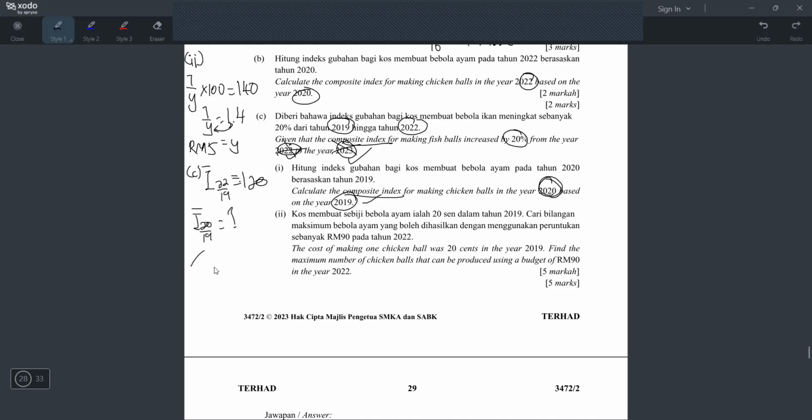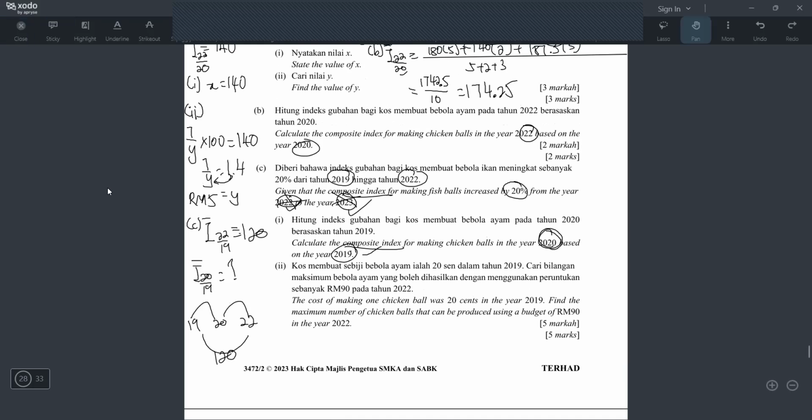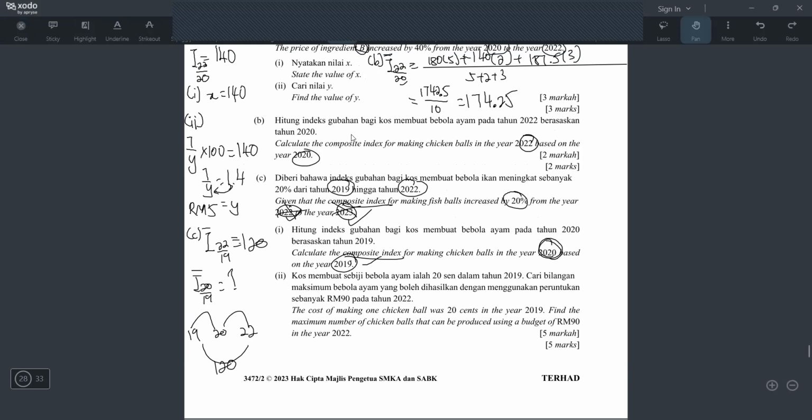So yeah, you can actually do it just by using one smiley face because there's only 3 years. Where got 4 years? 19, 20, 22 only, right? So something wrong with the question. Okay, the English version is wrong. Okay, so 2219 is 120. And then the 174.25 is 2220, which is this one, right? So now I can find this easily, right?